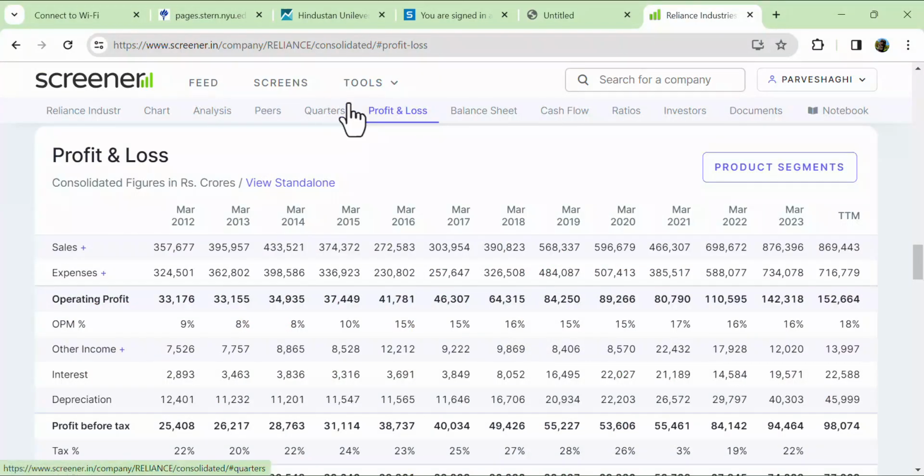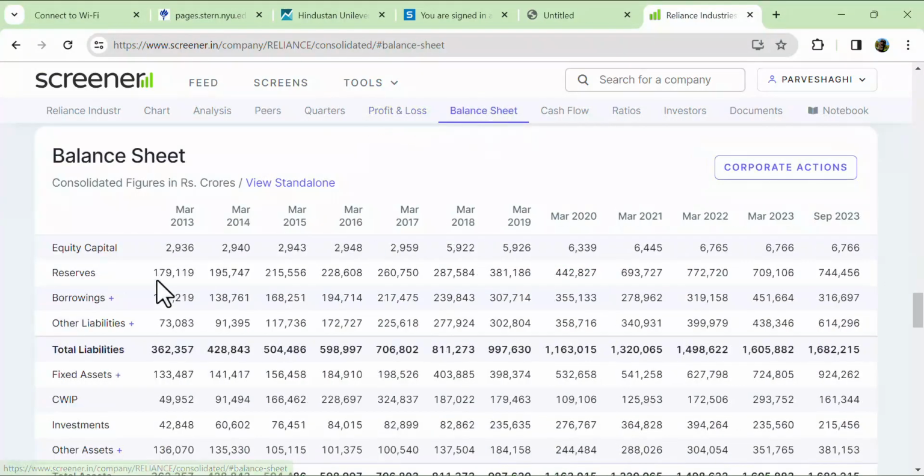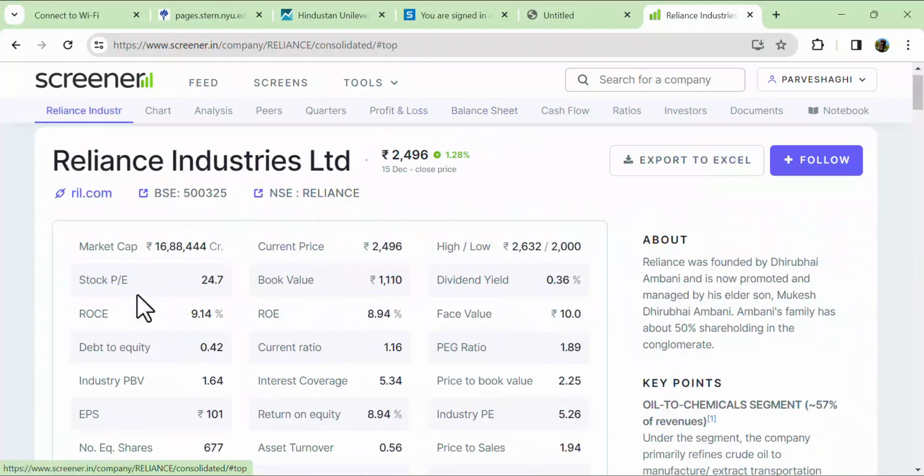So if you go to the balance sheet, go to this first chart. So the debt to equity ratio is only 0.42. 42 paisa debt, 1 rupee equity. So the company is not highly leveraged. The company's interest coverage ratio is very healthy, 5.34.